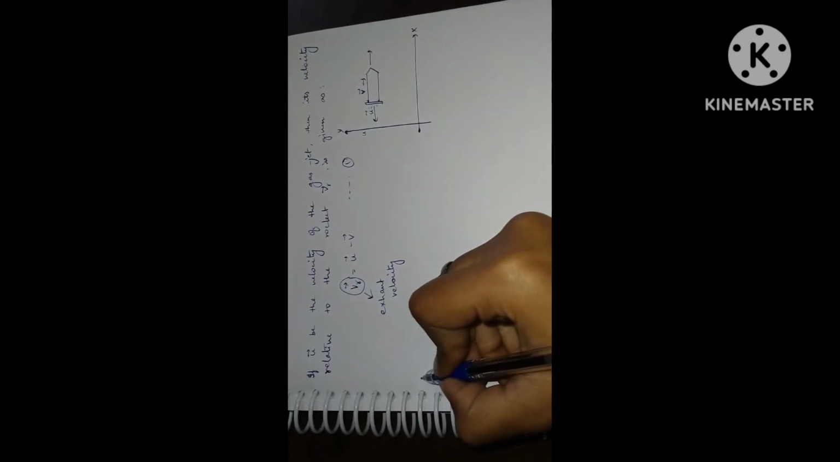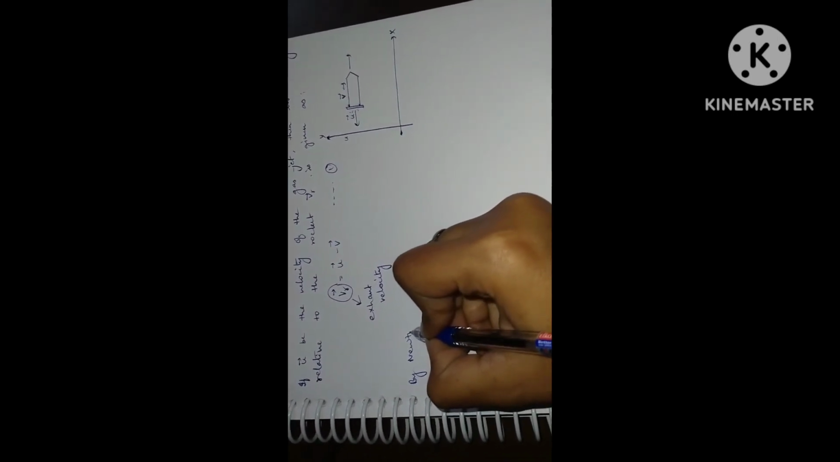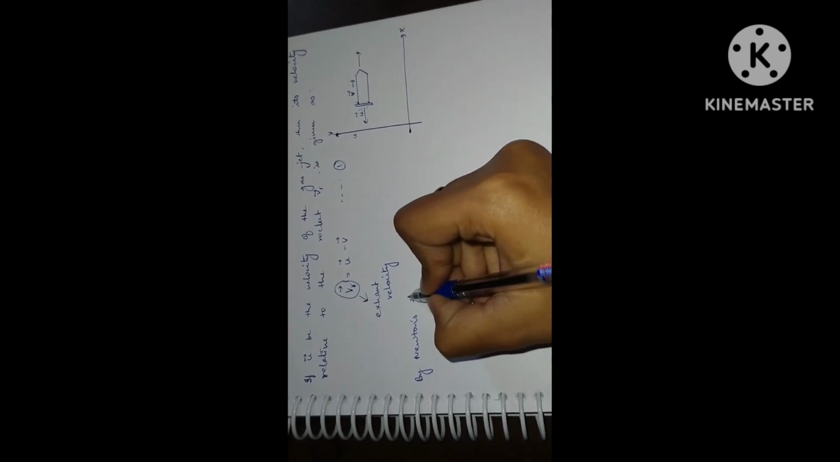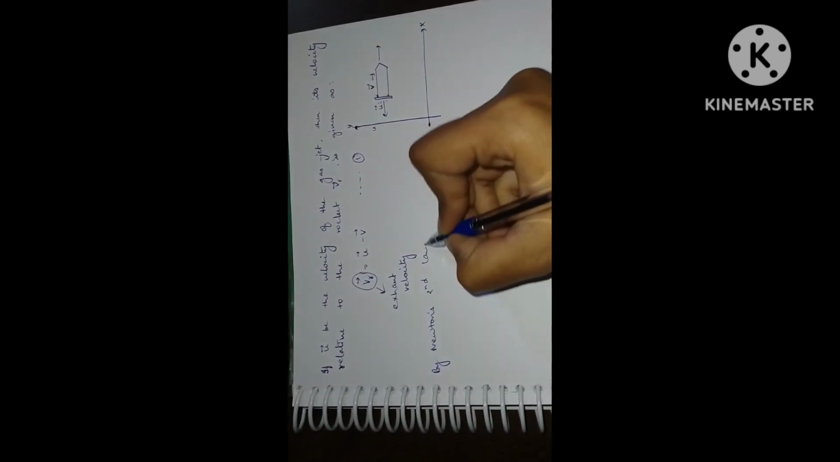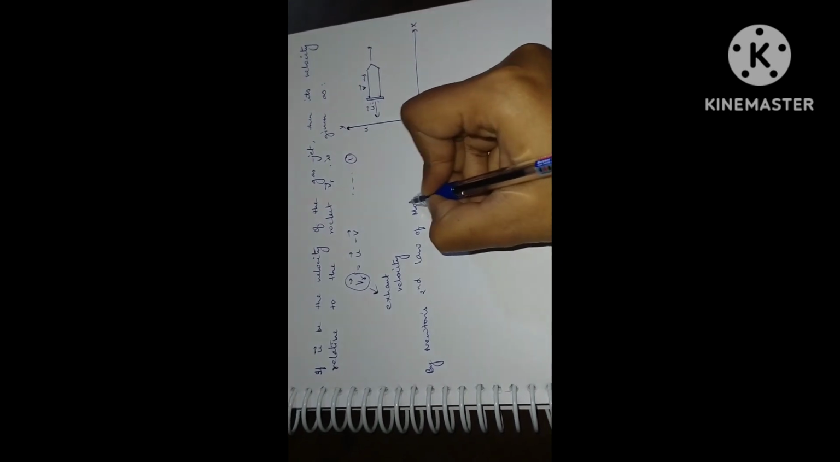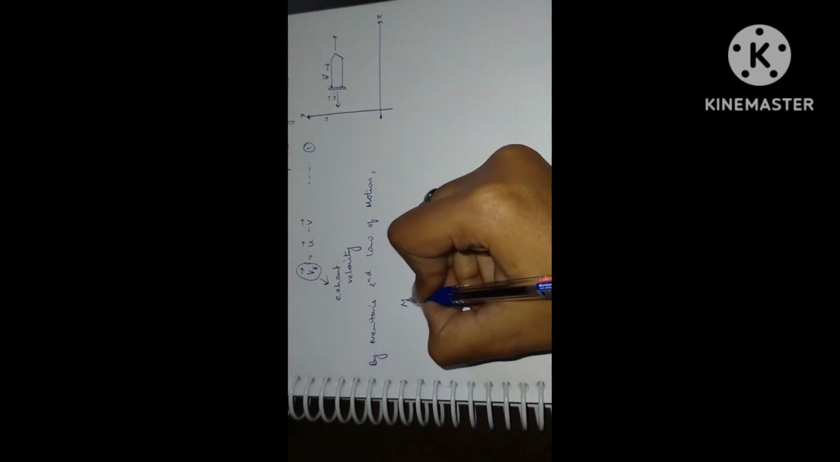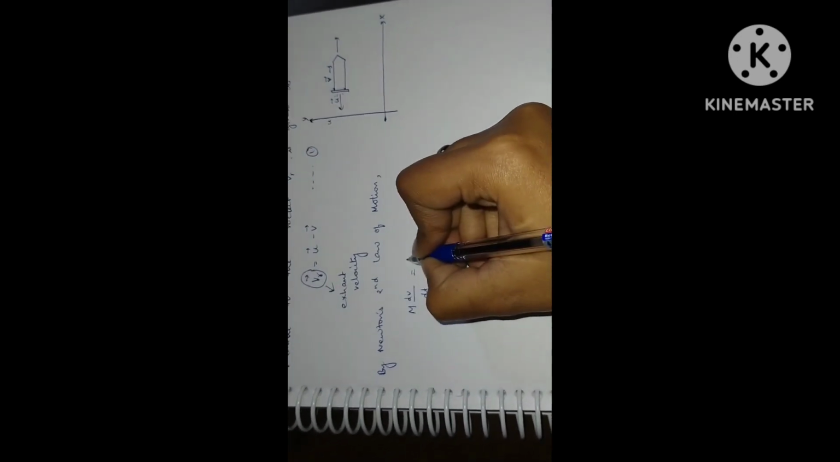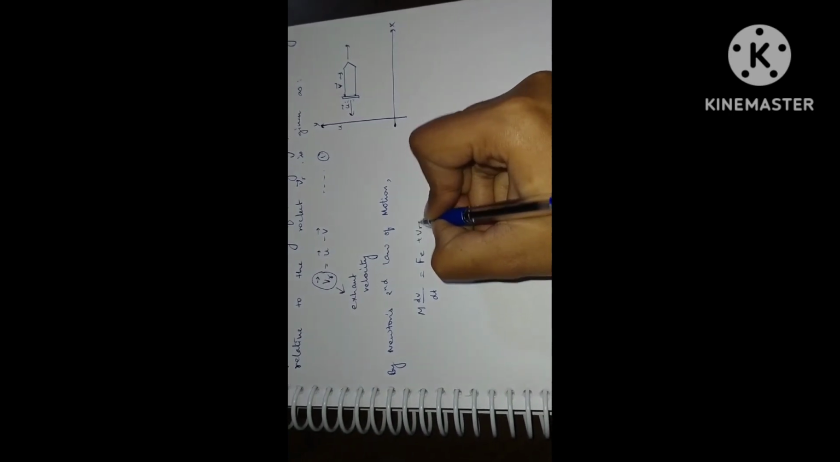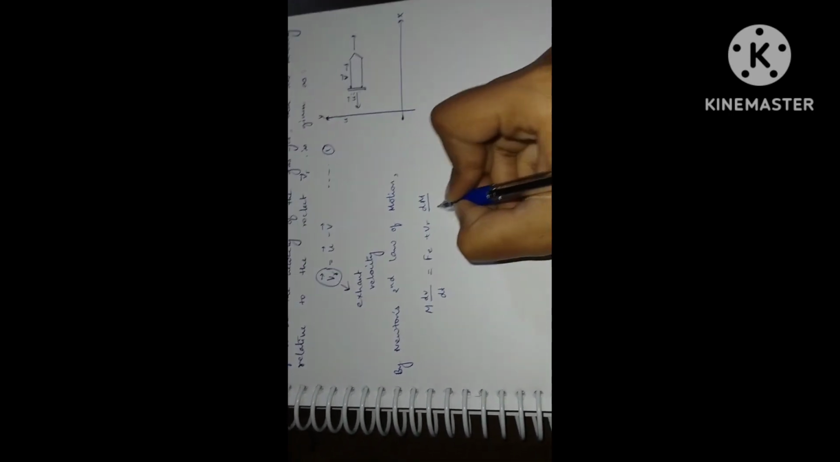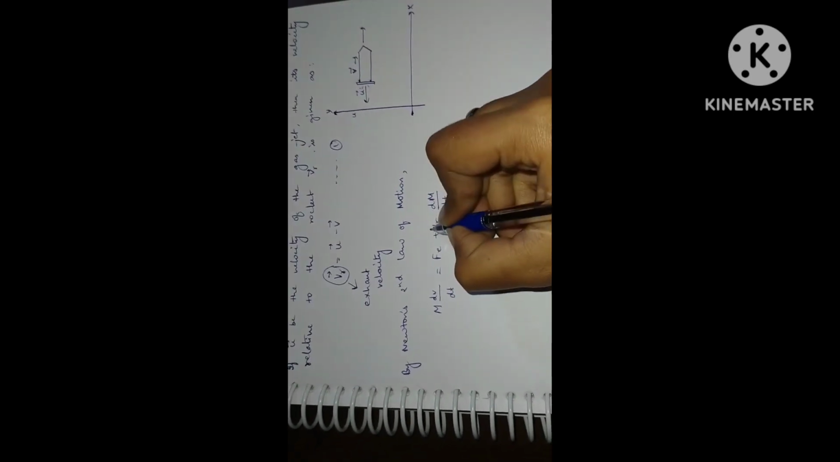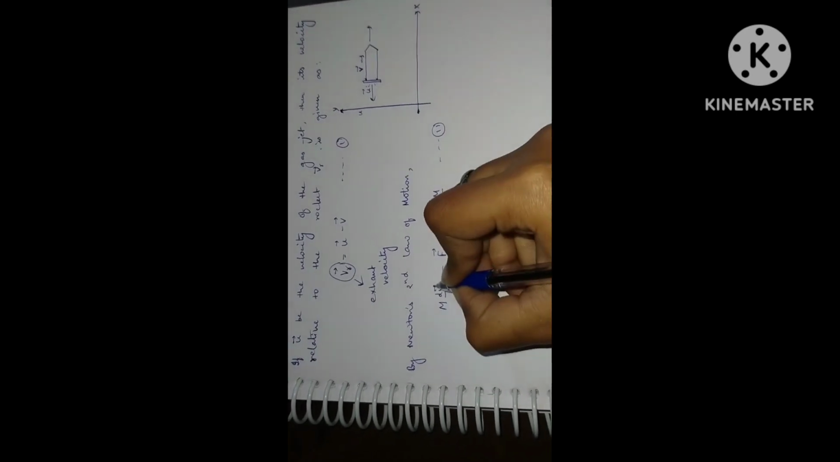so by Newton's second law of motion, we have m dv by dt equals Fe plus Vr dm by dt. This is the second equation.